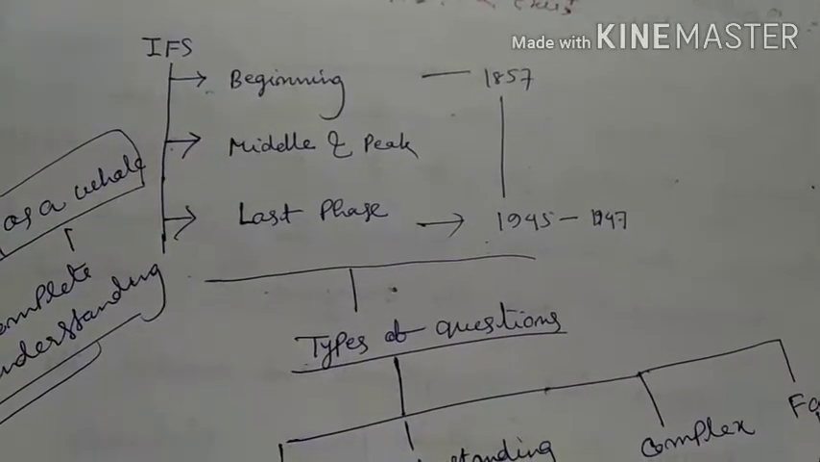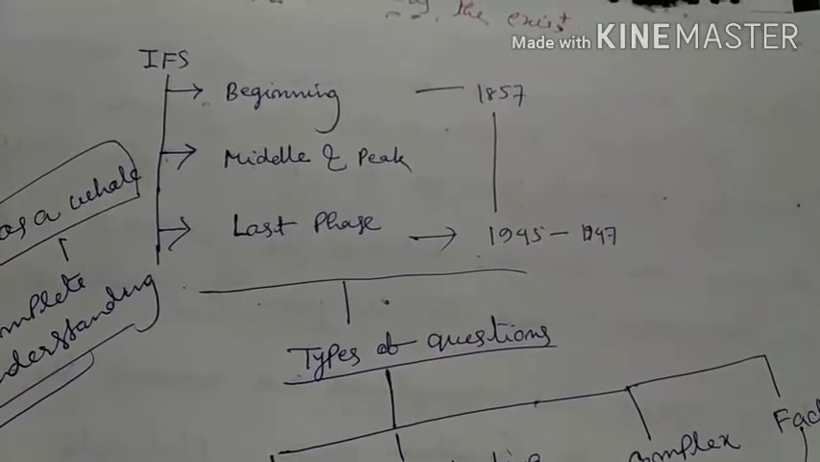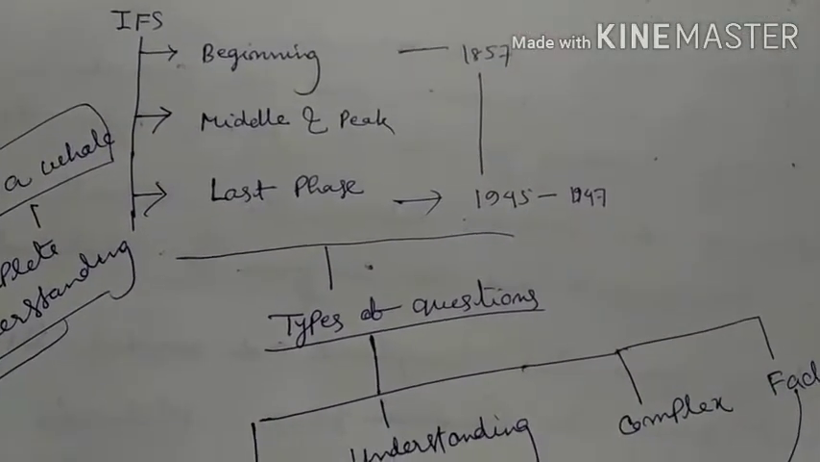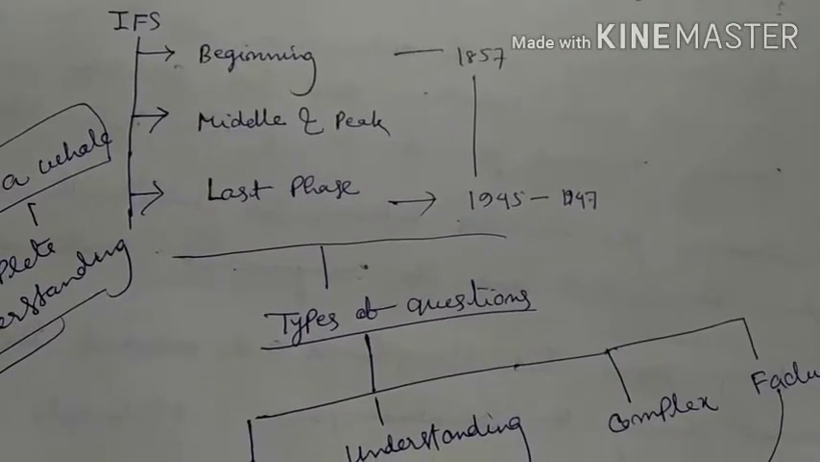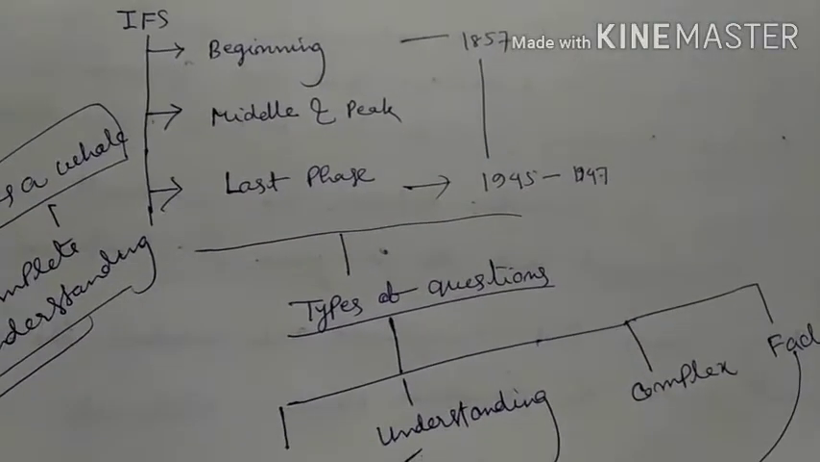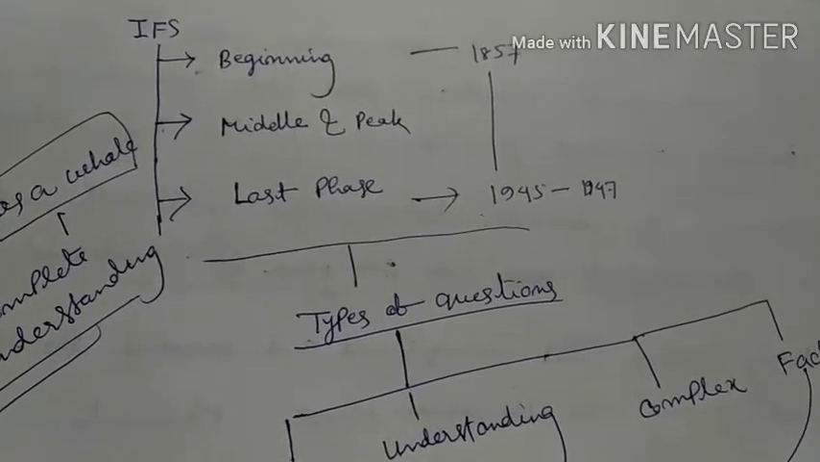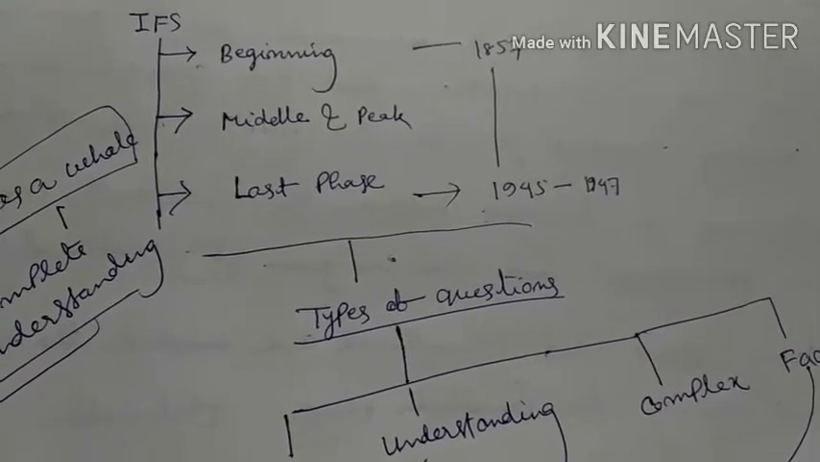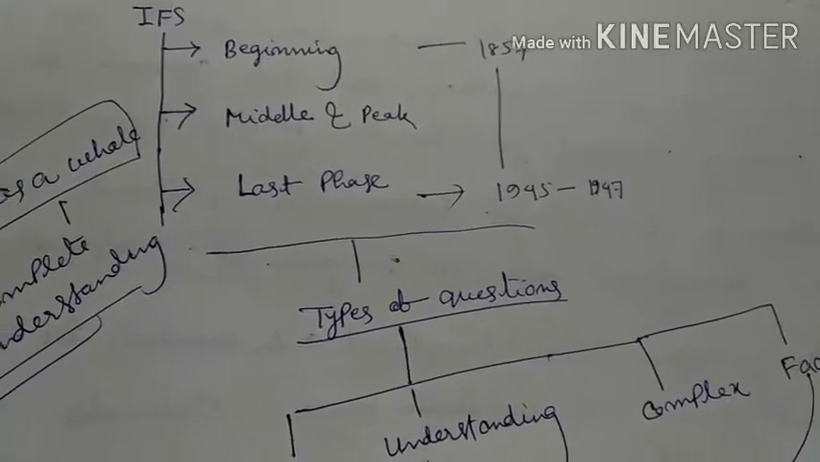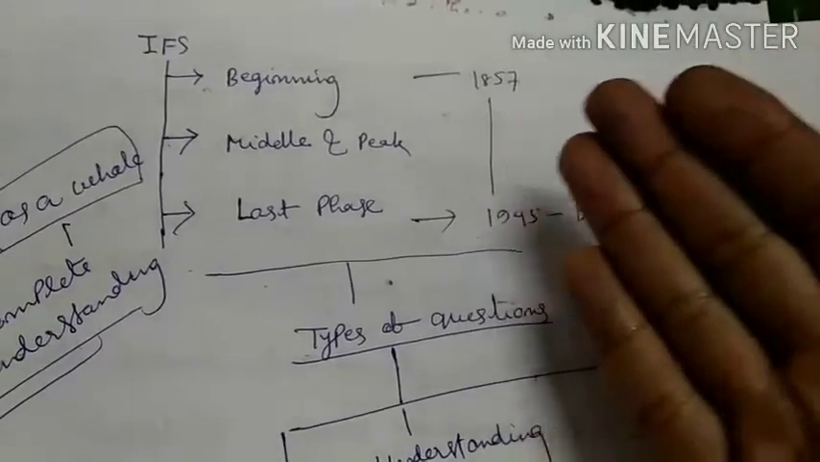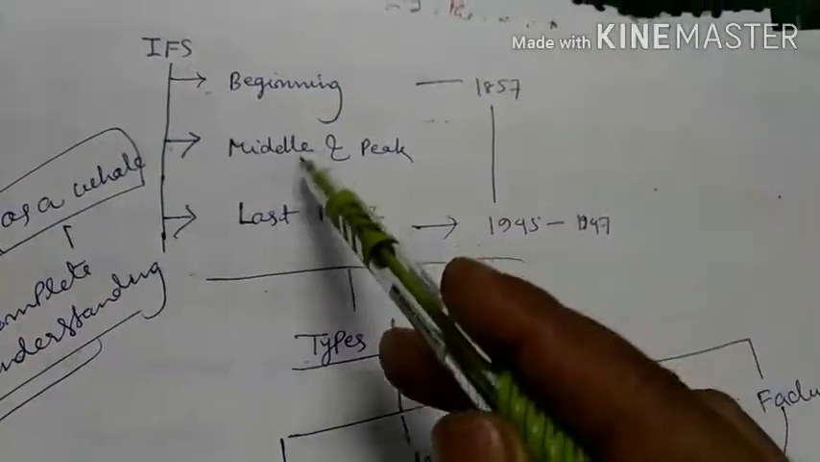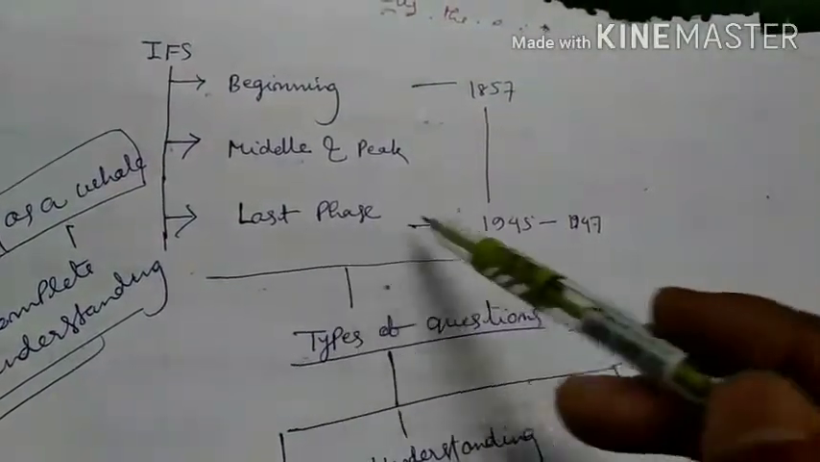We are going to discuss today the questions asked from the Indian freedom struggle topic in this year's UPSC GS1 paper. So let's begin. If we see the questions asked in this year's GS1 from Indian freedom struggle or modern history, then we will see that the questions are based on three phases of Indian freedom struggle: beginning phase, middle and peak phases, and last phase.